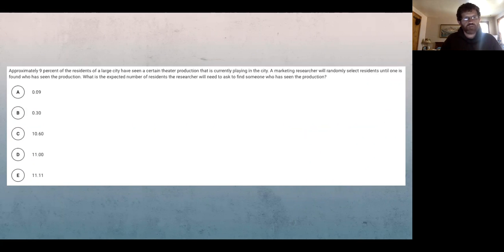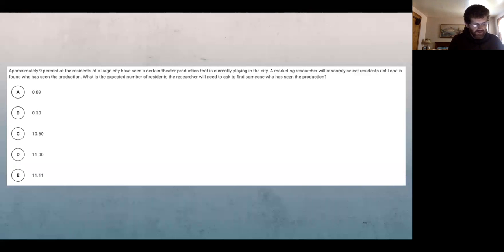Approximately 9% of the residents of a large city have seen a certain theater production that is currently playing in the city. A marketing researcher will randomly select residents until one is found who has seen the production. What is the expected number of residents the researcher will need to ask to find someone who has seen the production? This is a very straightforward problem once you know what we're trying to do. It's looking for the geometric mean, okay?